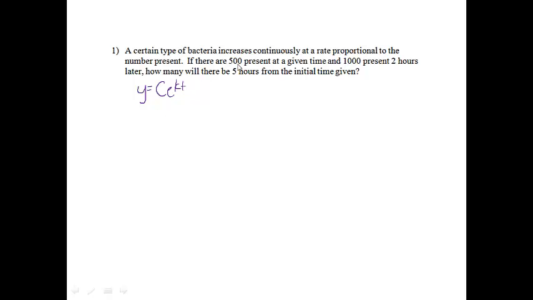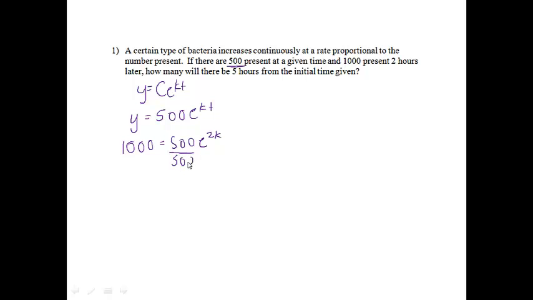The c, since we have 500 present at the given time, will be our c value, so we'll have y equals 500 e to the kt. Remember our step process: we're going to find c, find k, and then solve the problem. So we found c, now we're going to find k. We know there are 1,000 present 2 hours later, so y will equal 1,000 when the time is 2, so I'll get 2k up there.